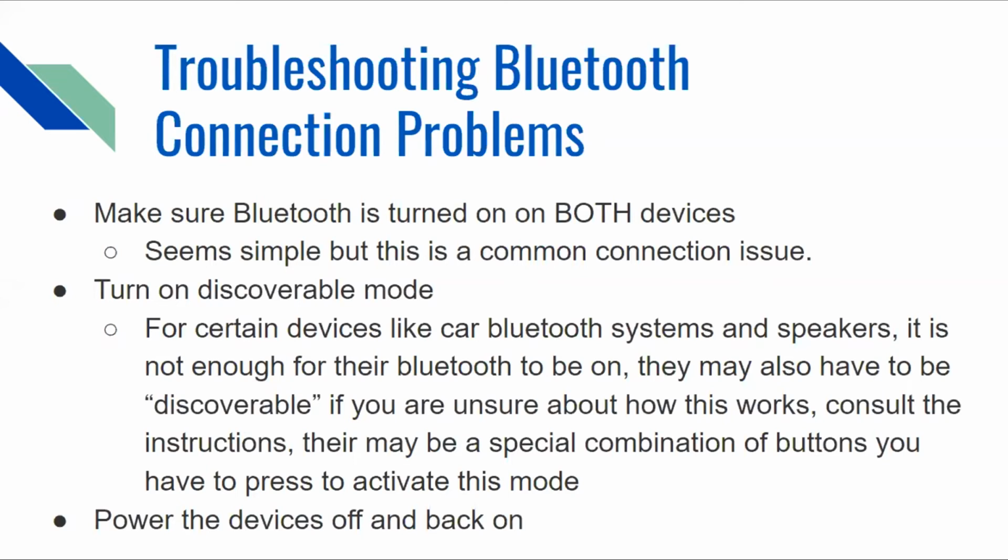Turn on discoverable mode. For certain devices like car Bluetooth systems and speakers, it is not enough for the Bluetooth to be on. They may also have to be discoverable. If you are unsure about how this works, consult the instructions. There may be a special combination of buttons you have to press to activate this mode. Power devices off and back on.